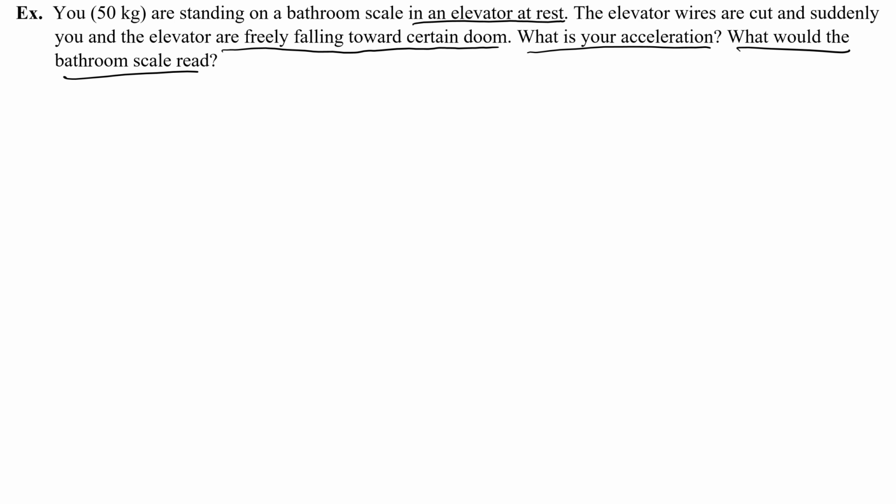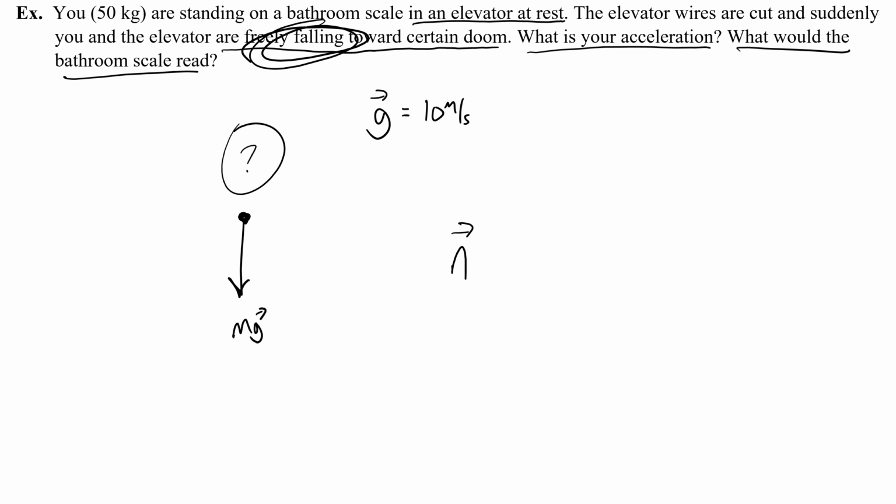Okay, so think about this for a second. If you're in the bathroom and suddenly the wires are cut, then that means there's no support from the floor anymore, and you are freely falling, which means the only force acting on you is your weight. Now, the acceleration is just going to be the acceleration due to gravity. That's it. And the normal force, it's not there because it's not pushing up on you. The bathroom scale wouldn't be supporting you anymore. That's why you're falling. So here you would say, oh, I'm weightless. I'm falling, so I would feel weightless, and that means the normal force is 0.